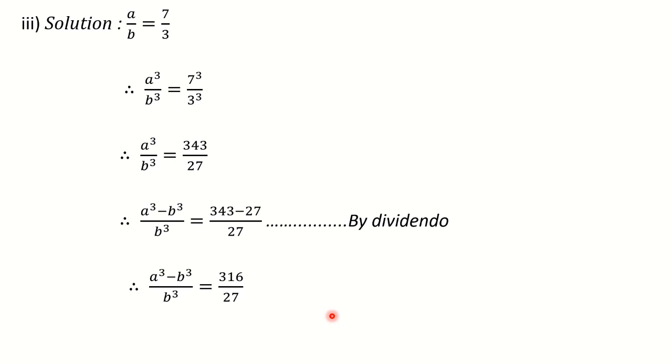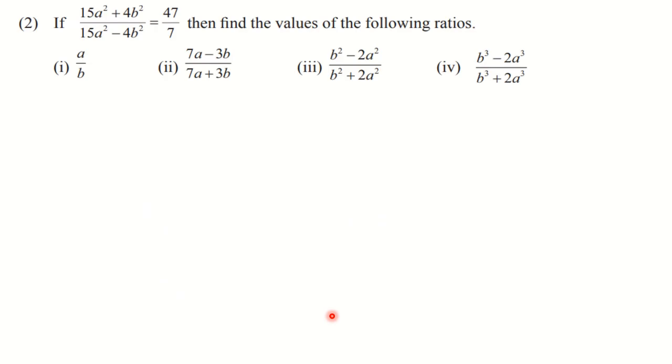Okay, let us move towards the next question, that is question number 2. The remaining 2 questions from that you have to solve as homework. Do it, you will get better practice for that.